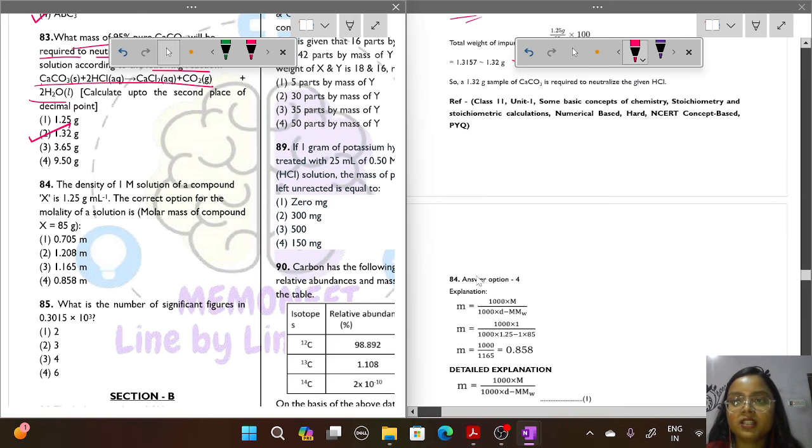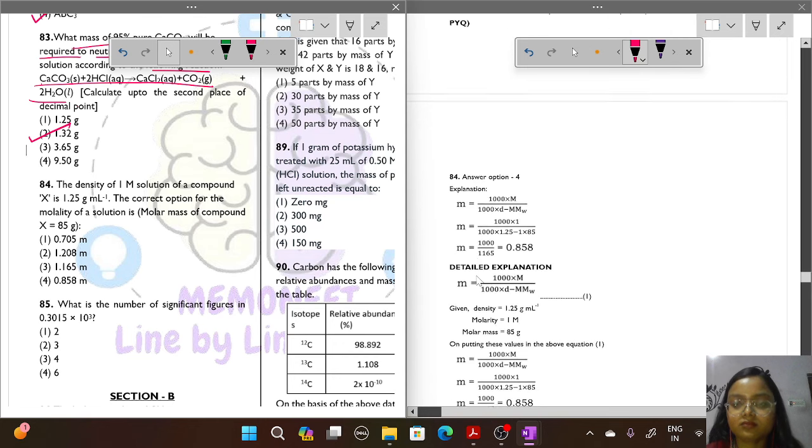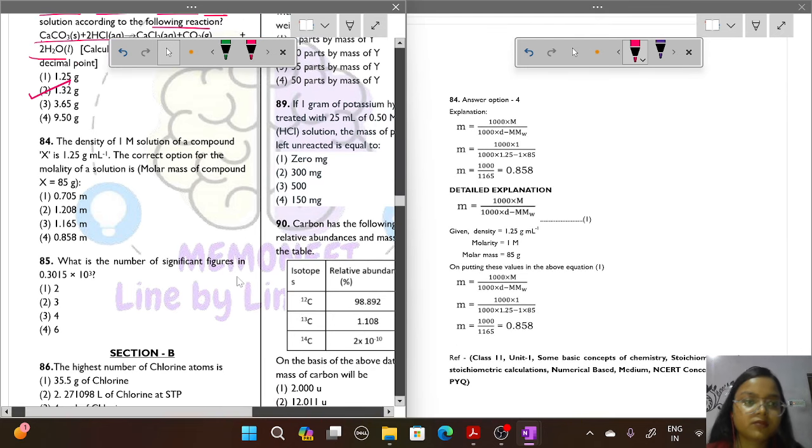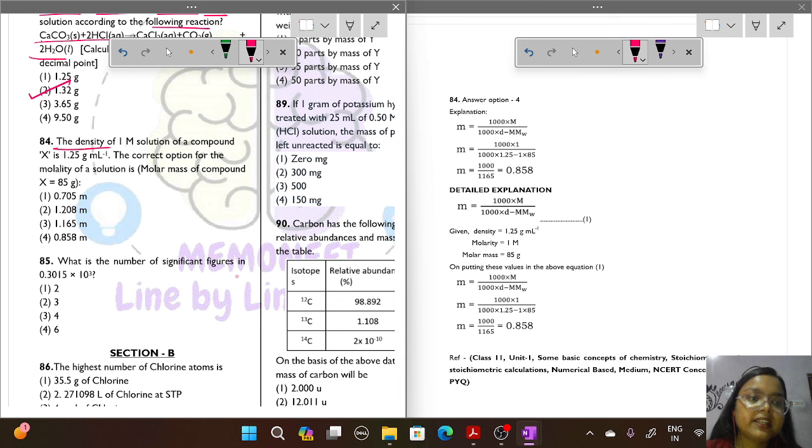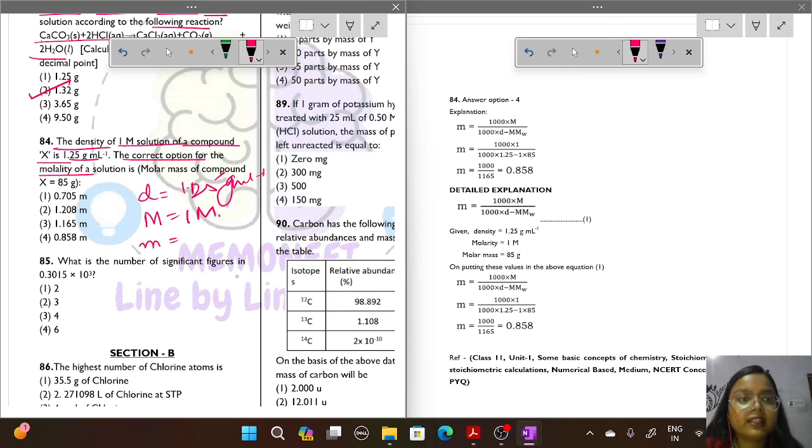Now in question number 84, the density of 1 molar solution of a compound X is 1.25 gram per ml. The correct option for the molality of the solution. Okay. Density is 1.25 gram per ml, and molarity is 1 molar. Molality we will find out. This type of question we also have done. By this formula we can calculate. It comes out to be 0.858.